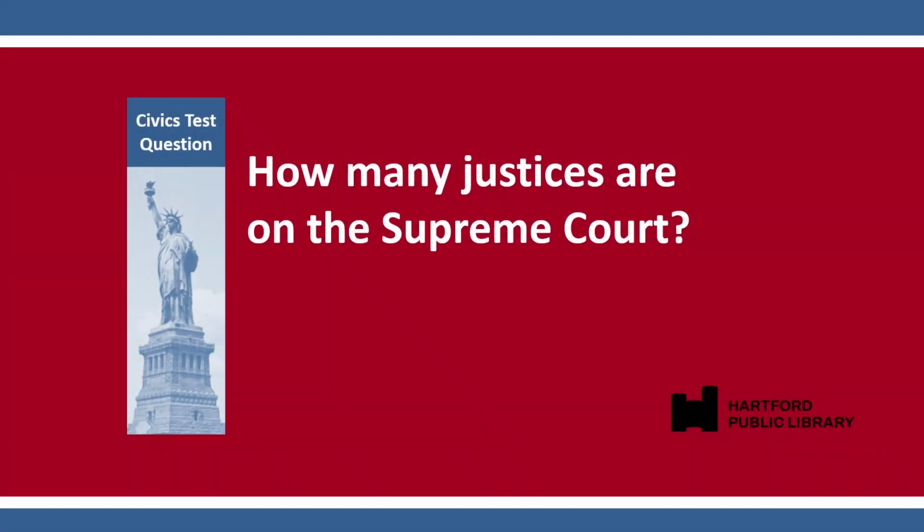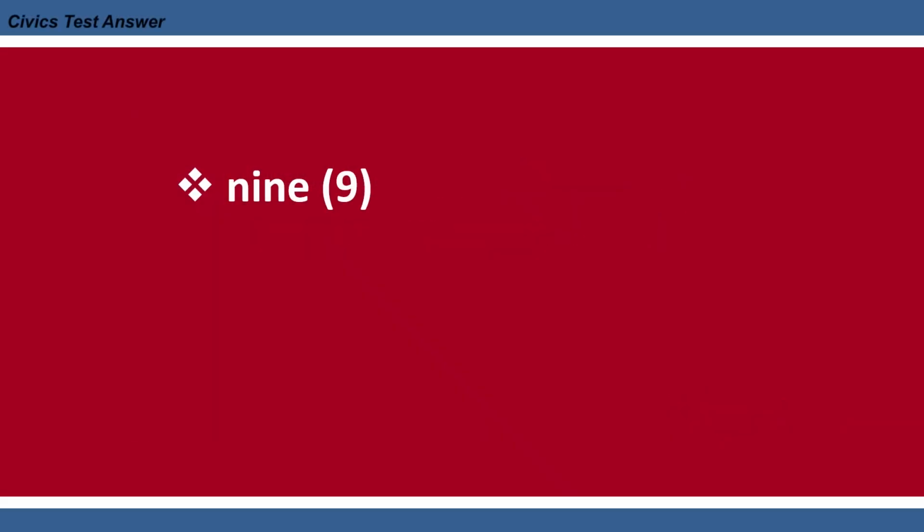Civics test question. How many justices are on the Supreme Court? 9. There are 8 associate justices and 1 chief justice on the Supreme Court, making 9 justices total.